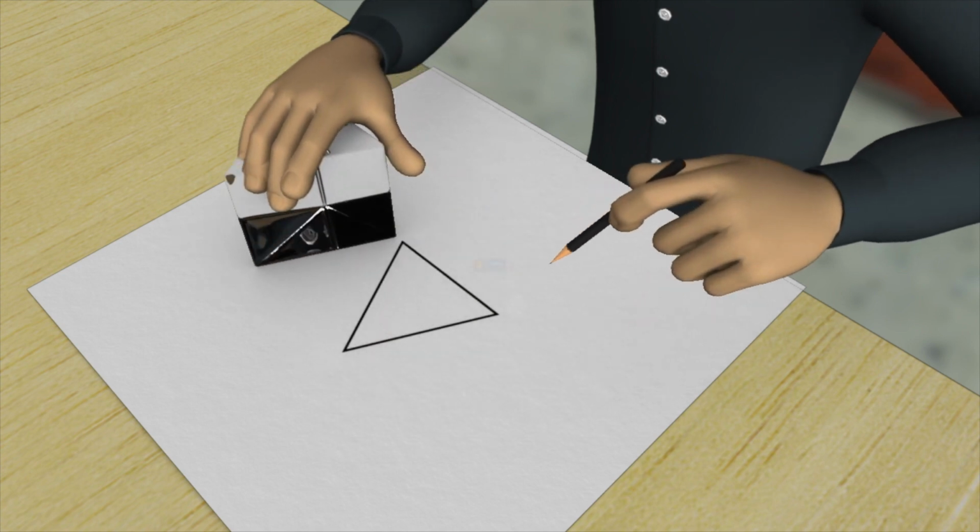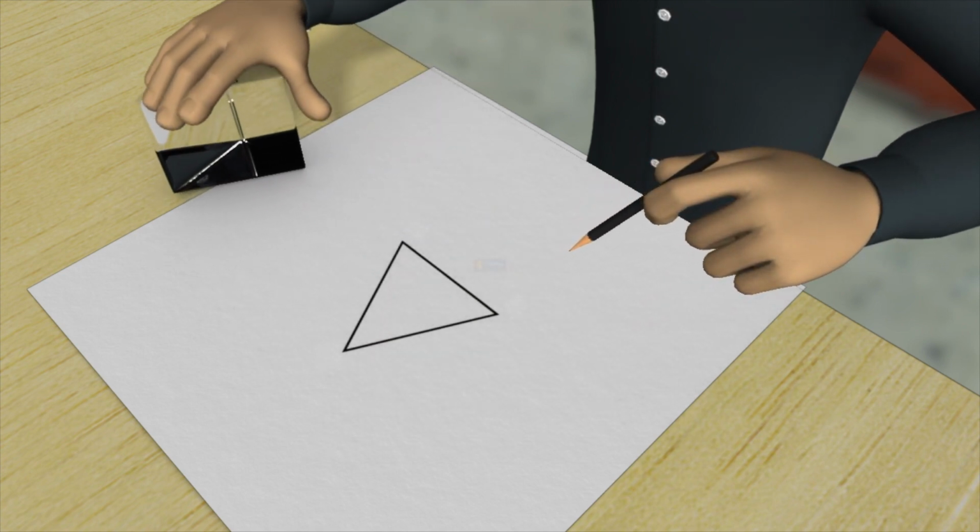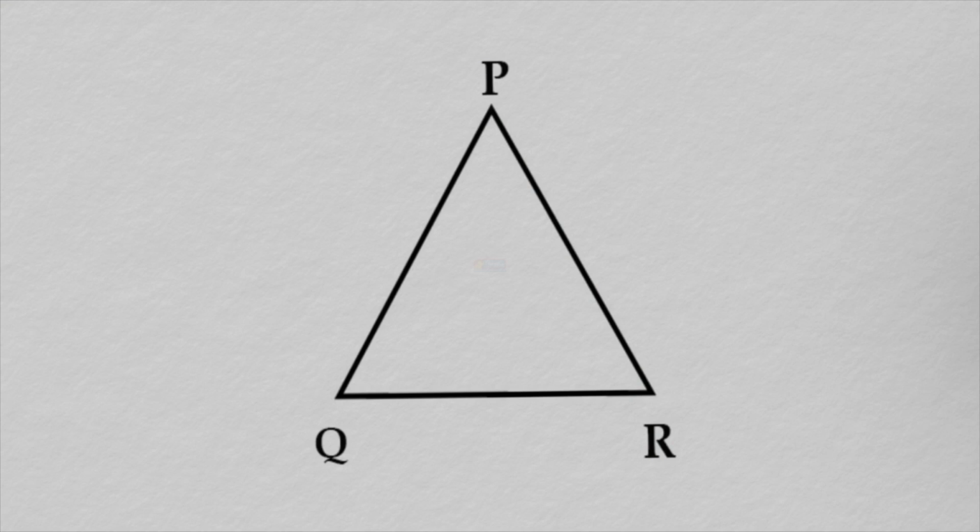Remove the prism and name the vertices of the triangle so formed as P, Q, and R. Measure the angle between PQ and PR. This is the angle of the prism A. That is, angle A is equal to 60 degrees.